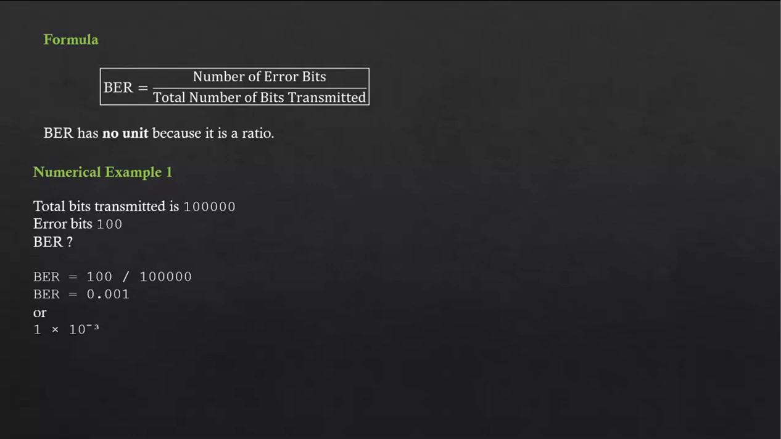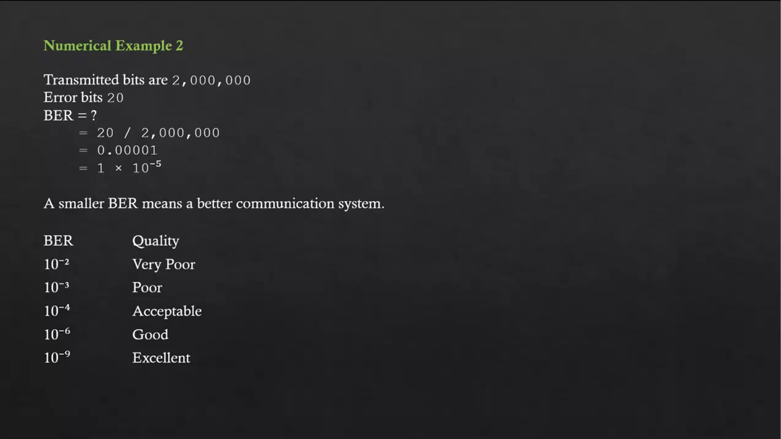Let's look at two simple examples. If 100 bits are corrupted out of 100,000 transmitted bits, the BER becomes 100 divided by 100,000, which is 0.001 or 1 into 10 to the power minus 3. If only 20 bits are corrupted out of 20 lakh transmitted bits, the BER drops to 1 into 10 to the power minus 5. What does this mean? Remember, a smaller BER is always better. A BER of 10 to the power minus 2 is very poor, whereas a BER of 10 to the power minus 9 represents a very excellent, near flawless system.